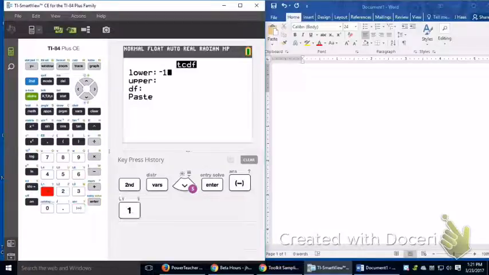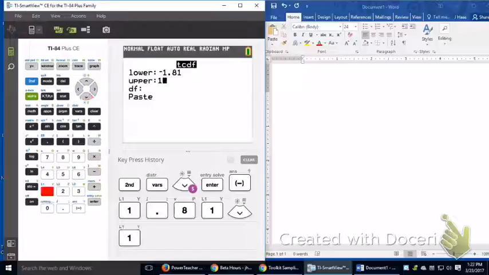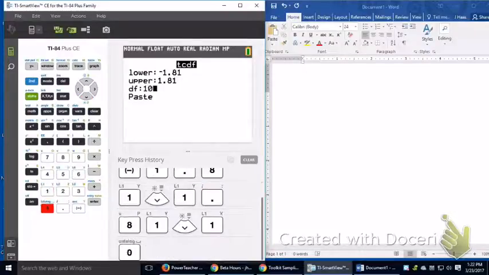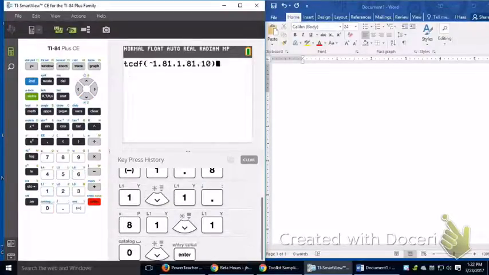So the lower is negative 1.81. The upper is positive 1.81. Then it does ask for degrees of freedom. In this case, it just gives me the degrees of freedom of 10. And then I'm going to paste this in, and that gives me the answer.